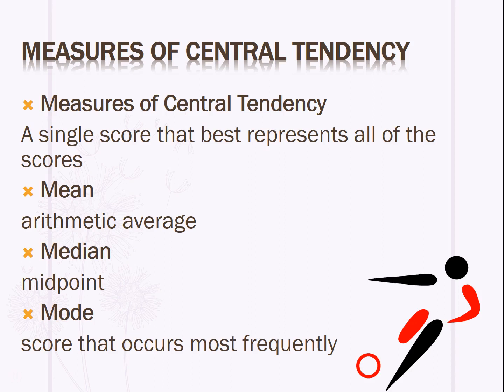Here are the characteristics of the mean. Changing any score will change the mean. Changing the number of scores will change the mean. Adding or subtracting a constant from each score will change the mean by the constant. Multiplying or dividing each score by a constant changes the mean by that constant.